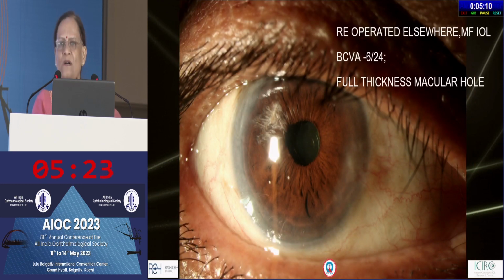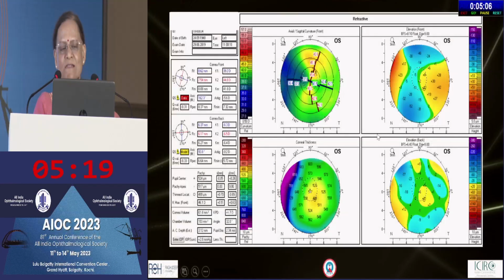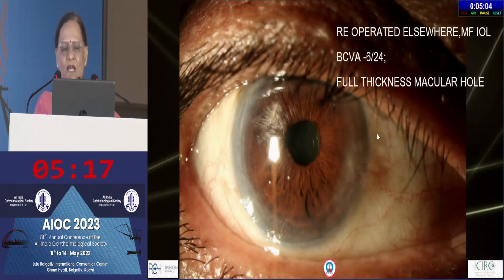To make it worse, the other eye was operated elsewhere, and if you can see the central rings, there's a multifocal IOL, there's an iris chafing that you can see, and if you notice here there is a big pterygium here, and he has a full thickness macular hole with a very compromised visual acuity. So this made our task even more difficult.